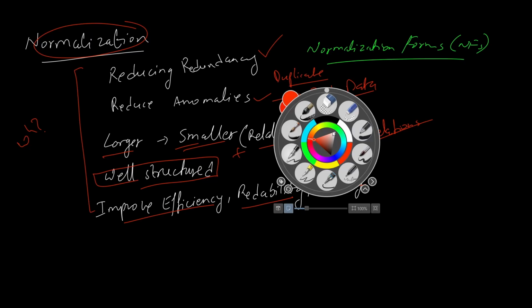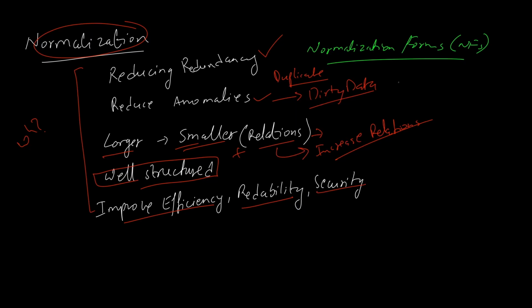Now, there are four, five, I think six, more than seven ways of database normalization. These are called normalization forms, which are simply 1NF, 2NF, 3NF, there's a BCNF, there's 4NF, 5NF, and 6NF, as far as I know.